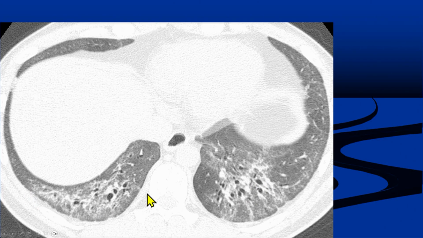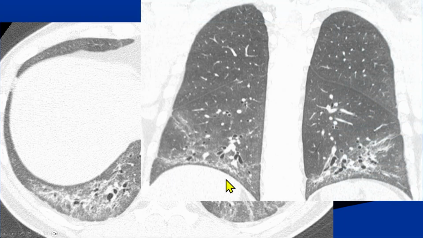But here the distribution is quite interesting. It's basilar, but there's clear subpleural sparing. I mean, this is beautiful. And in this coronal plane, again, if you're not using MPRs for ILD, you've got to do it. It makes your life so much easier. This subpleural sparing just slaps you in the face.